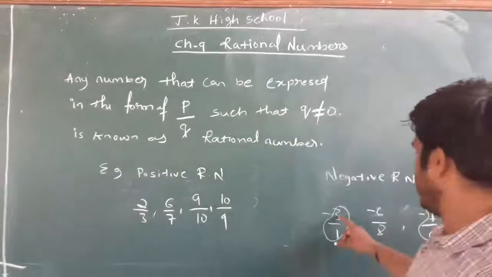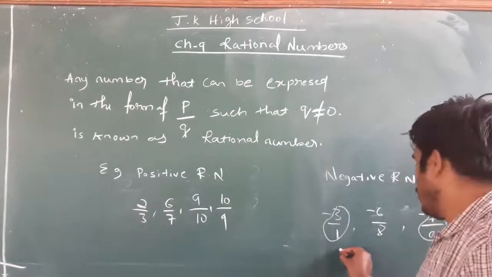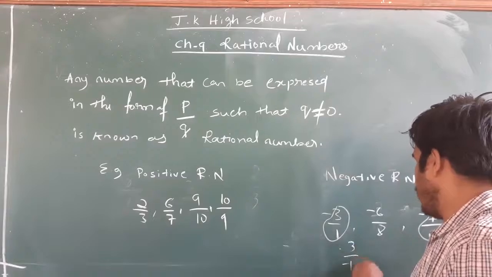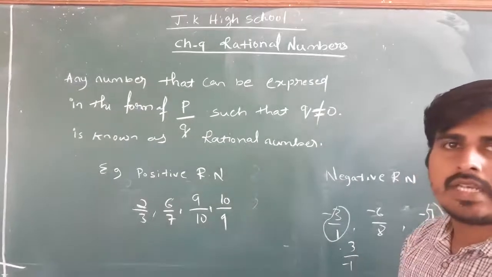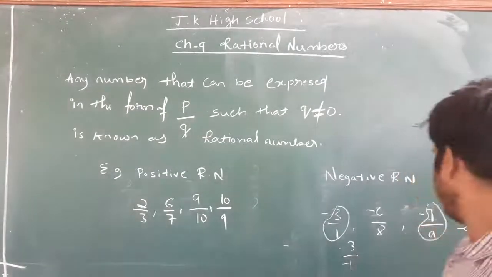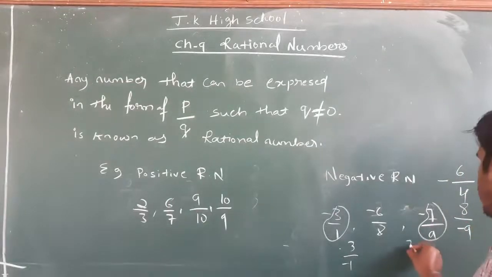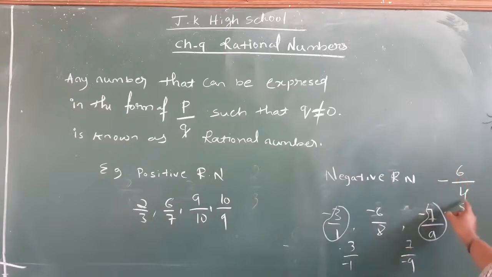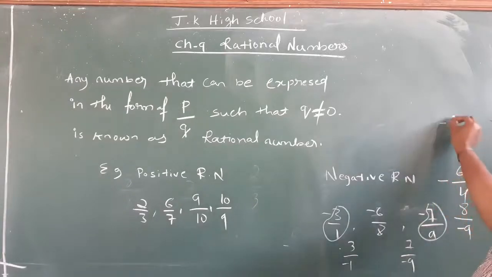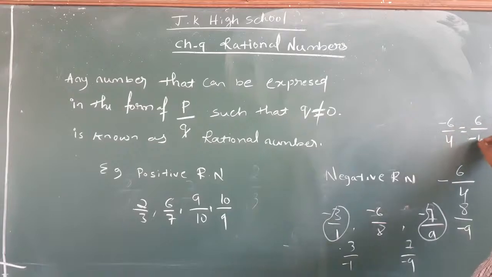Okay, minus 3 by 1 can be written as 3 by minus 1, which means you can change the place of that sign. Minus 7 by 9 can be written as 7 by minus 9. Likewise, you can write minus 6 by 4 as 6 by minus 4.